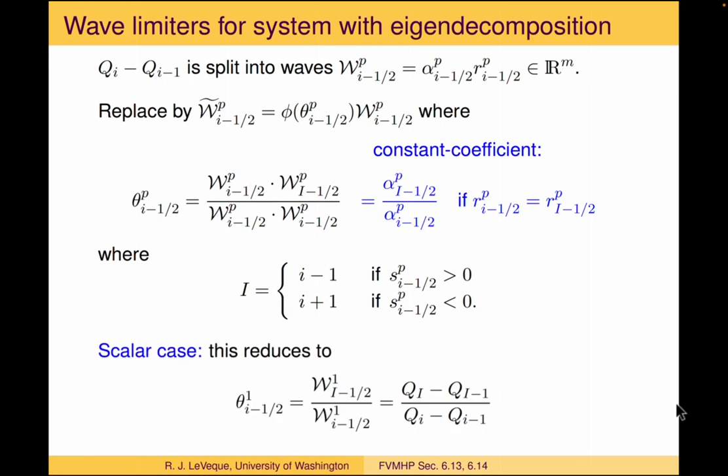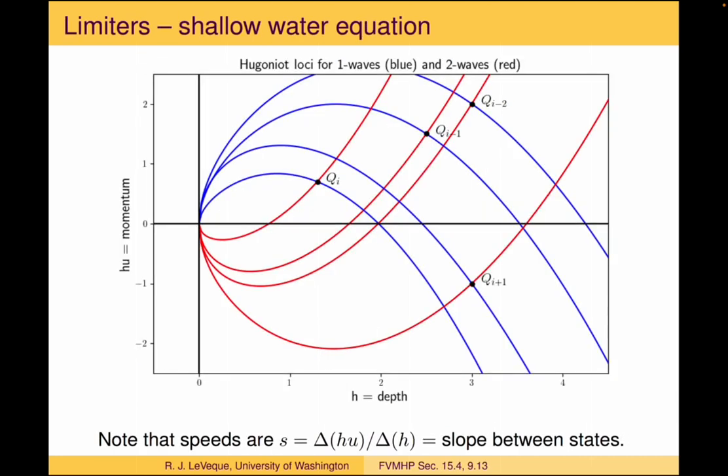Oh, and also in the scalar case, this again just reduces to being the ratio of the jump in Q from the neighboring Riemann problem to the jump in Q that we're trying to limit. So let's look at an example for the shallow water equations.